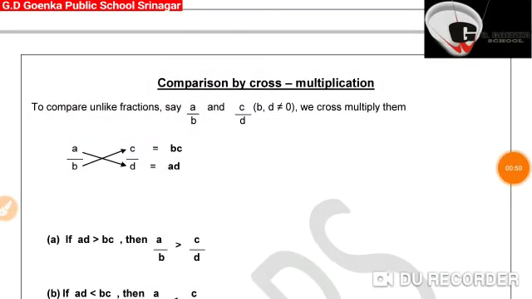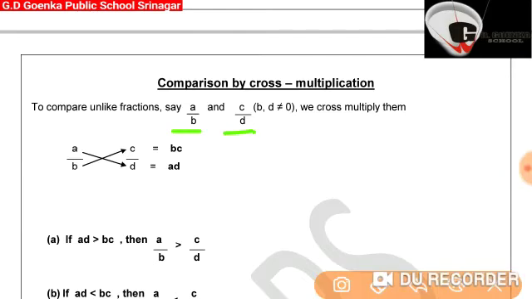In cross multiplication, let's say that we have two fractions a by b and c by d, and both are unlike fractions, and b and d, that is the denominators, are not equal to 0. In order to compare them, we'll cross multiply them. That is, the numerator of the first fraction will be multiplied to the denominator of the second fraction, that is a into d, or ad, and the denominator of the first fraction will be multiplied to the numerator of the second fraction, that is b into c, that is bc. Now the two products bc and ad, we will compare them.